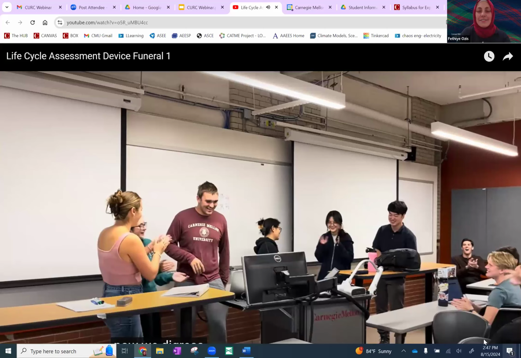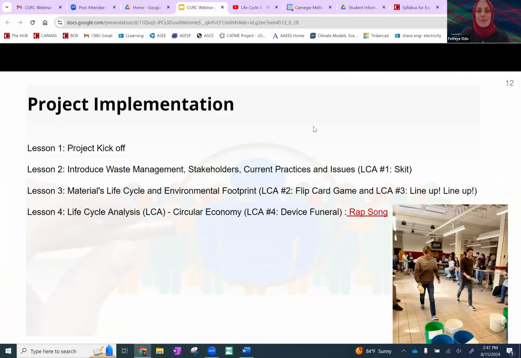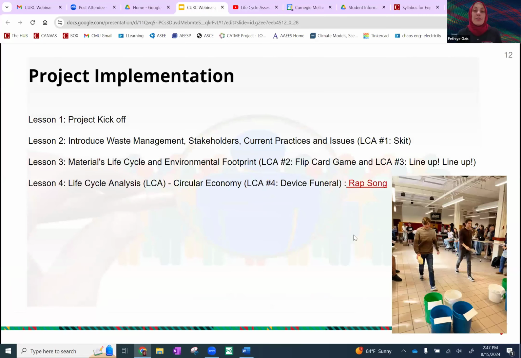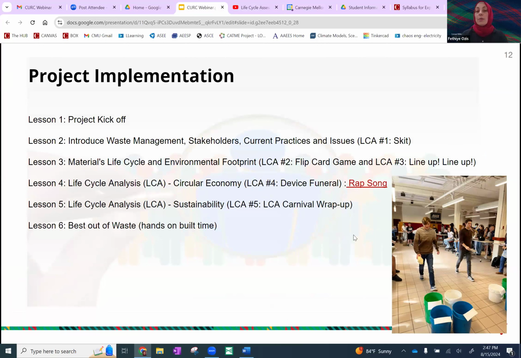This was also a lot of fun to get to see, and turn them into songs and lyrics that they can talk about: where the device is coming from, or the brick, and where it's going to end up and what it could be. So there's a lot of creativity around these classes and active learning. Lesson 5 builds on this sustainability and life cycle analysis, and wraps up the whole module before they are really given time to think about some other things.